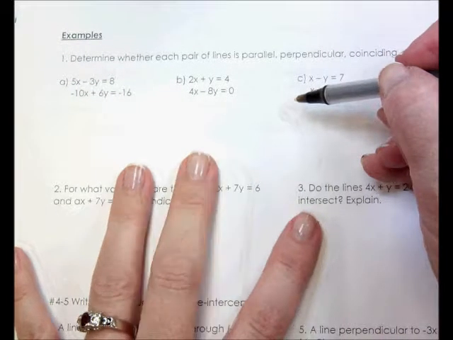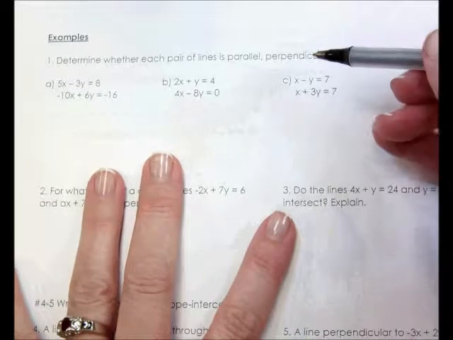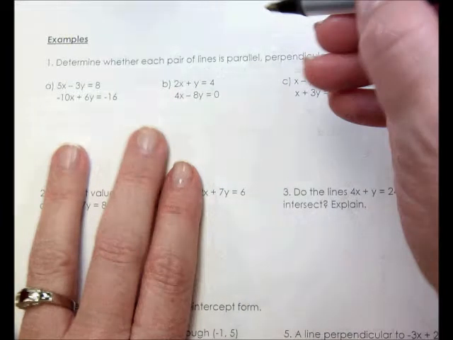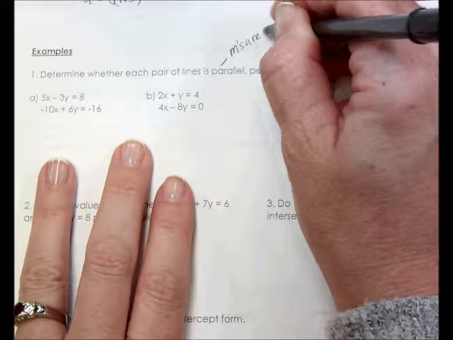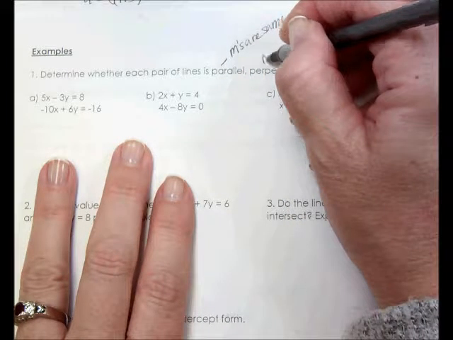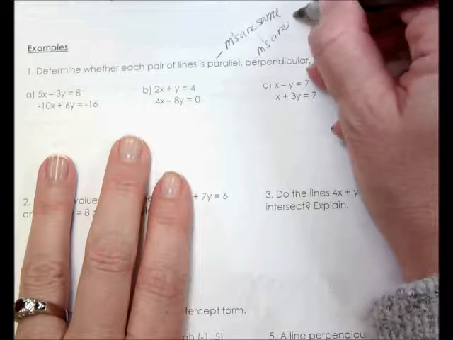So I'm going to do one that we didn't do, and I'm going to start with B, because I know if the lines are parallel, m's are the same. If the lines are perpendicular, m's are the negative reciprocal.